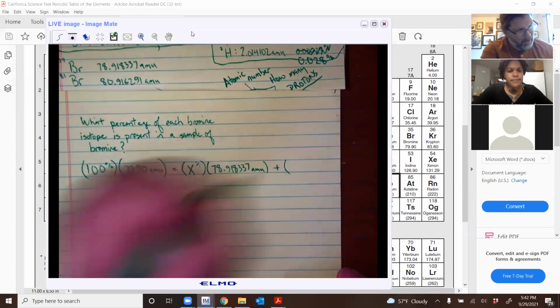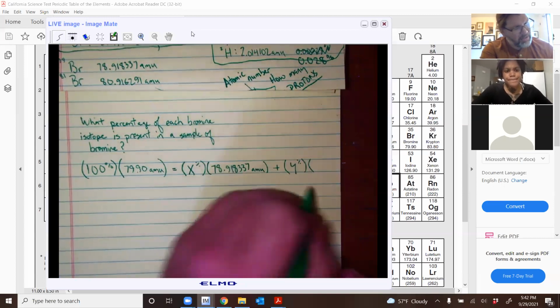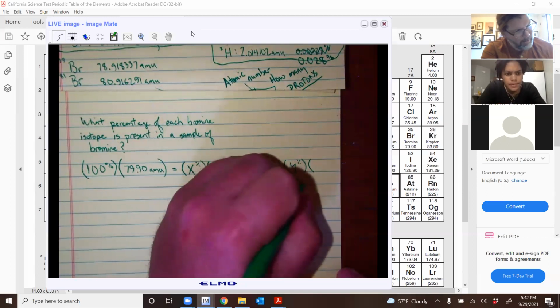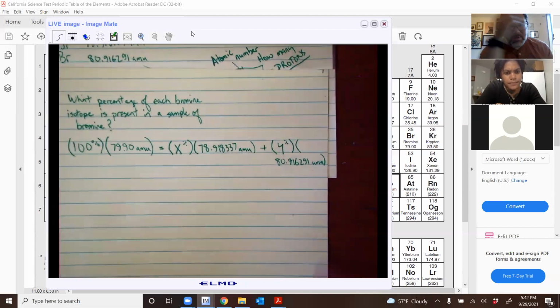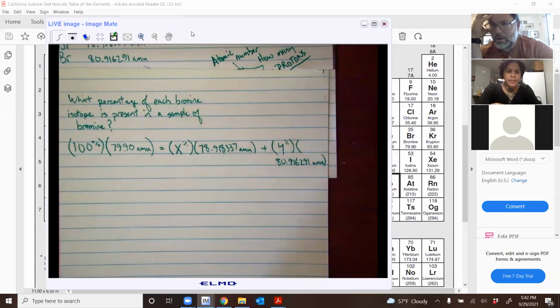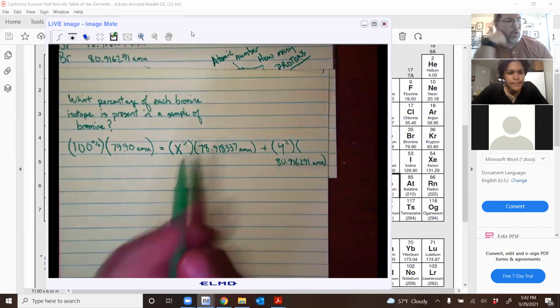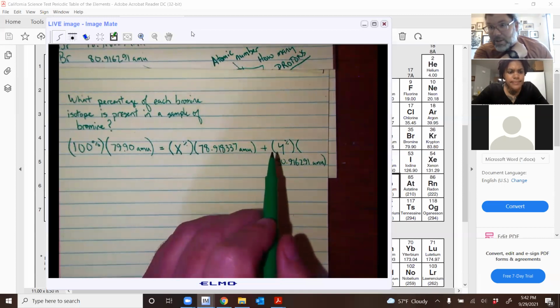And the other one of our isotopes has some percentage, so I'm going to call that Y percent. And that other isotope has a mass of 80.916291 atomic mass units. So this seems like it might be an impossible problem to solve, all right? This is the classic idea of we have only one equation, but there are two unknowns in that equation. Is there any way that we can simplify this to make just one unknown? Is there anything more that we know about these two percentages?